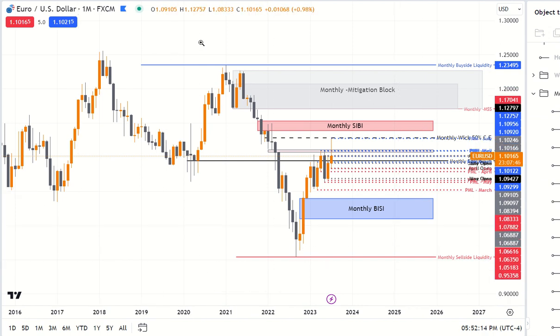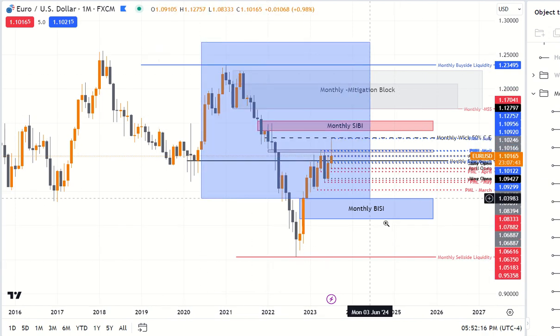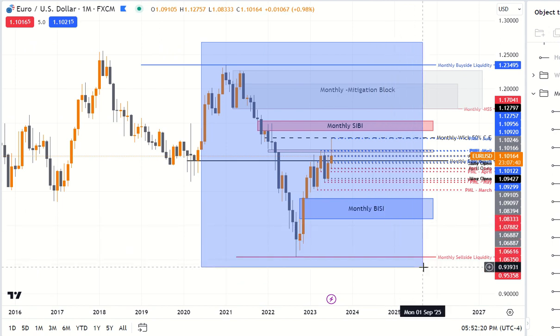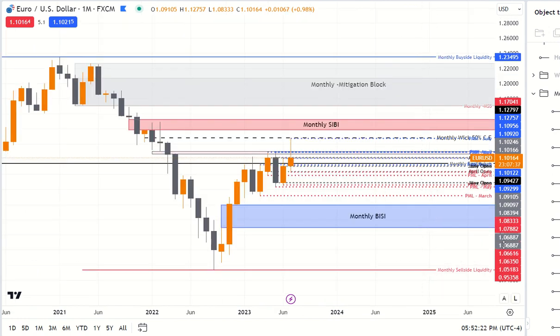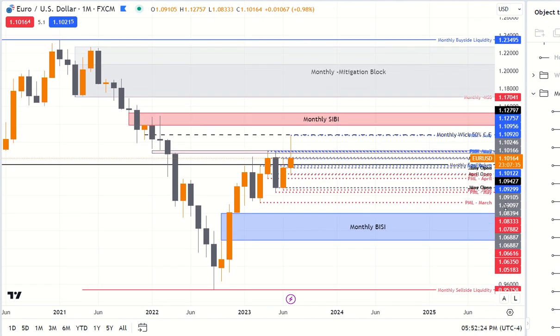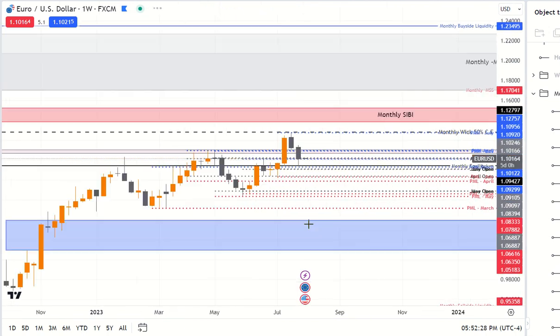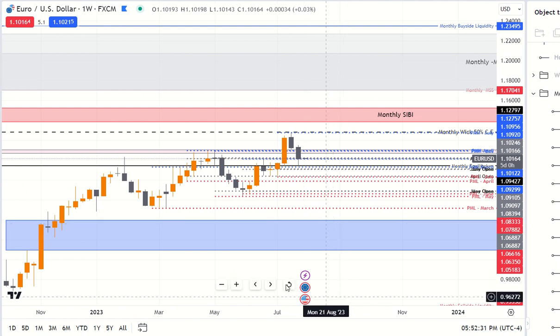I'm comfortable with this information, with using these tools from the monthly chart to get the information I need to trade on a lower time frame. So I'm happy with it. Let's see. I'm going to look at the weekly chart with the same information on here.